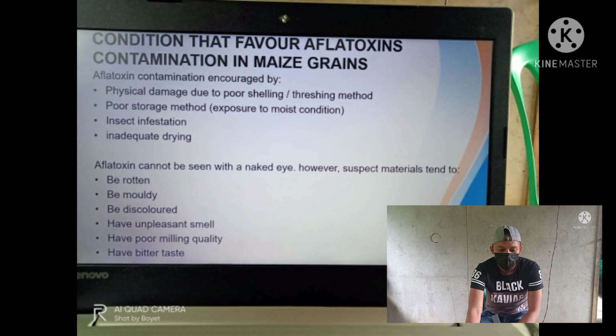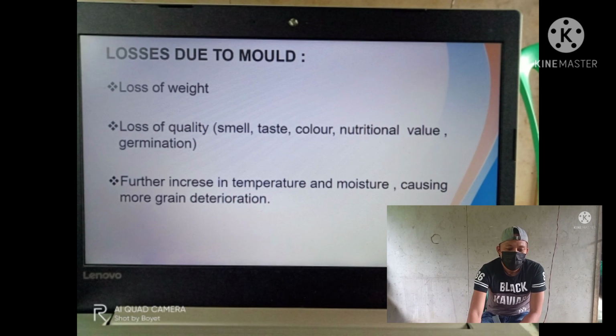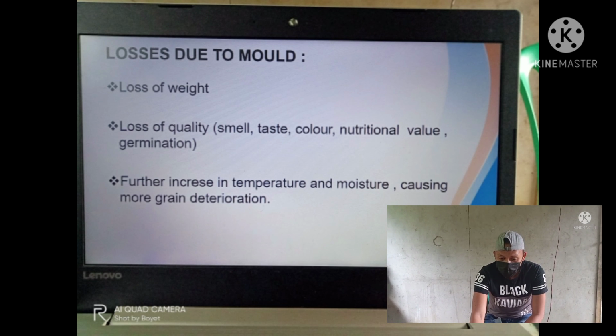Losses due to mold: loss of weight, loss of quality, smell, taste, color, nutritional value, and germination. Further increase in temperature and moisture causes more grain deterioration.